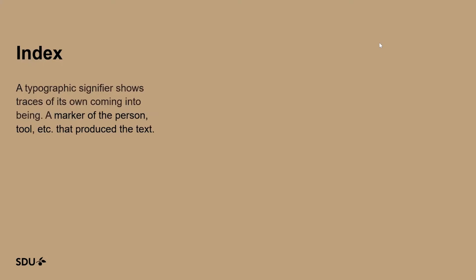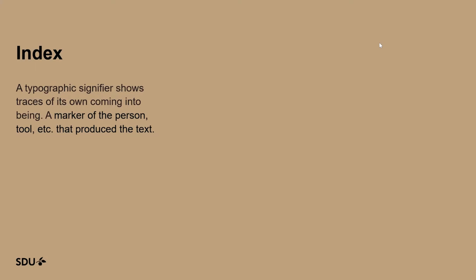Indexical typographic meaning is seen when a typographic signifier shows traces of its own coming into being. So it can be seen as a marker of the person or the tool that produced the text. I think that is probably also what Helen talked about yesterday, maybe not in these terms, but it's sort of the same thing. So I think there's quite a nice connection between our two talks.